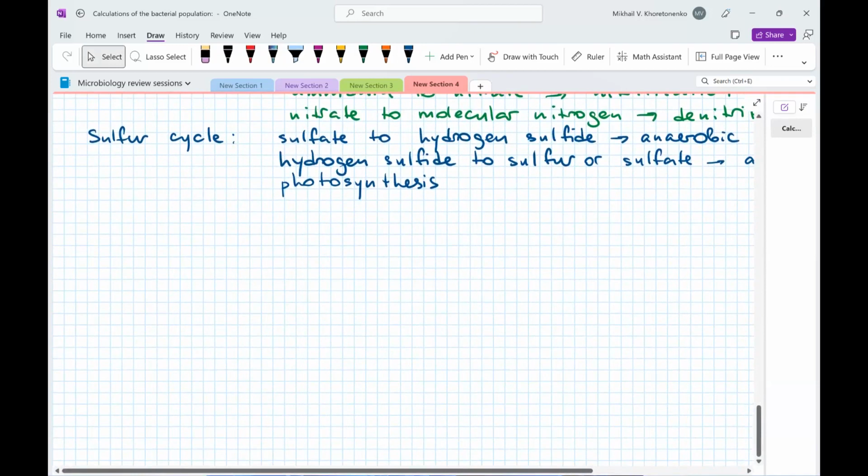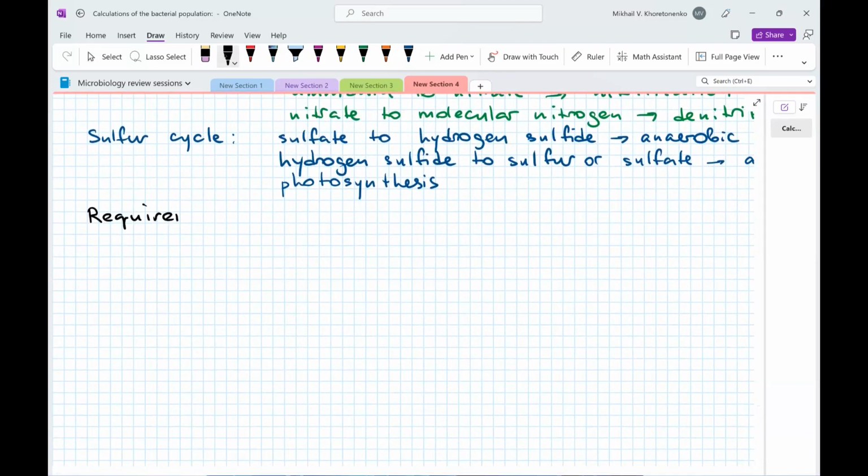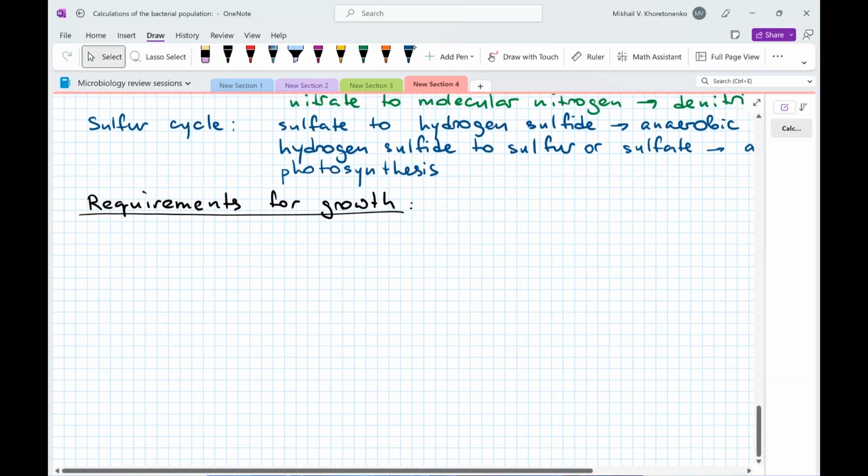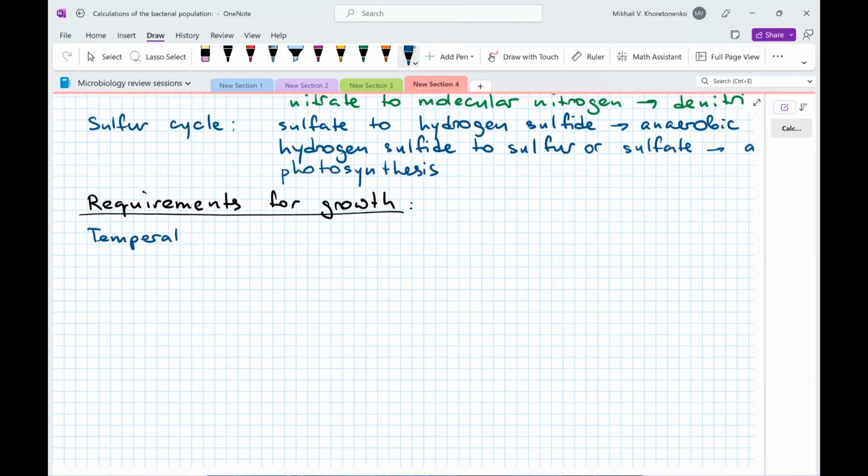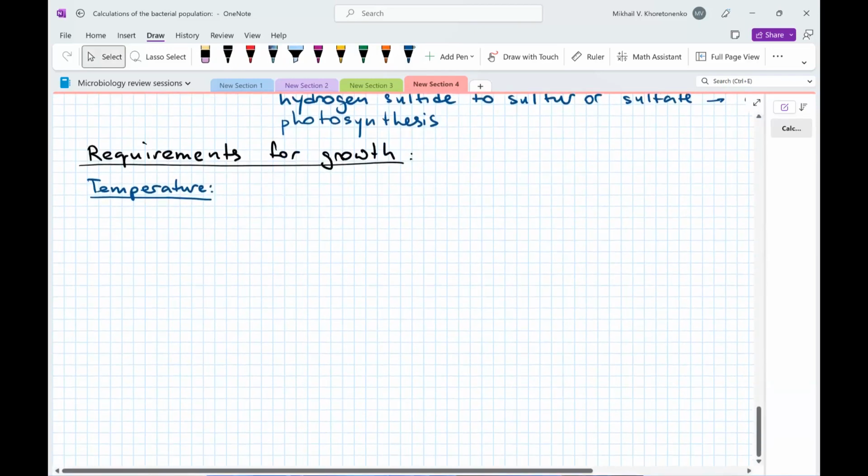Okay, so what I want to cover, a couple more things. I want to cover some requirements for growth, to give us some idea what to focus on. It's all definitions. So let's start with temperature. You have 5 groups.